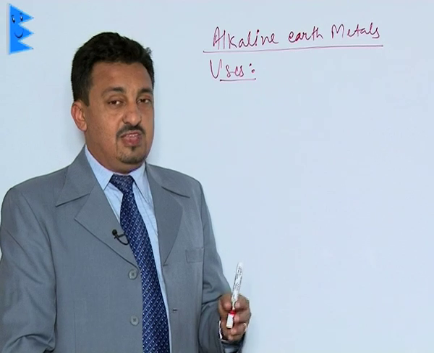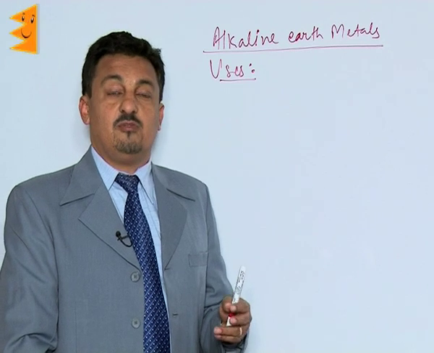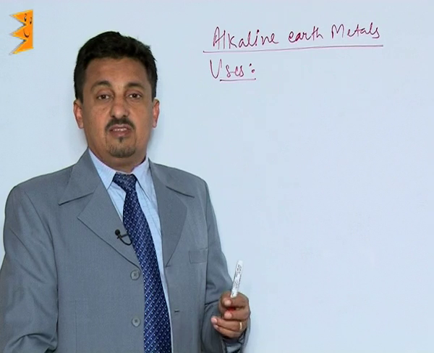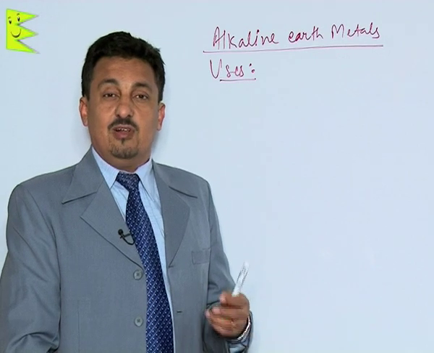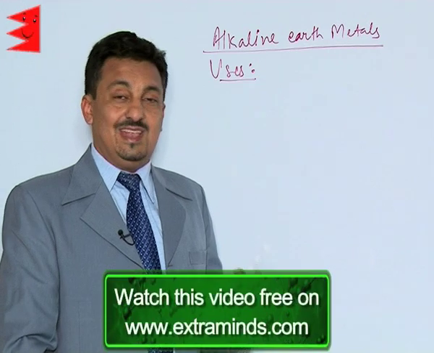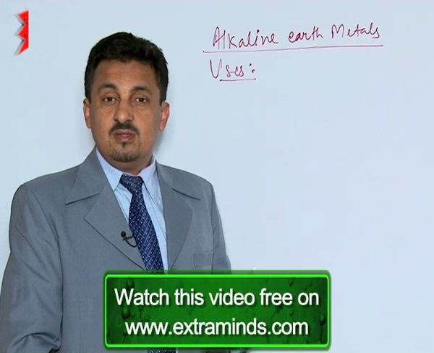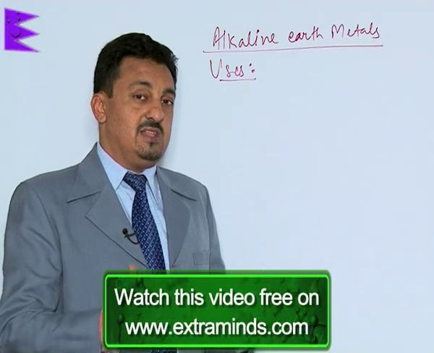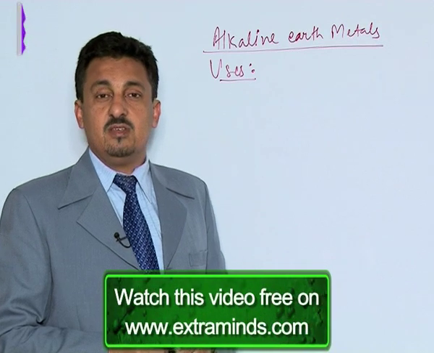Now let us move to magnesium. We know that magnesium is used in the form of milk of magnesia as an antacid. It is also used in the preparation of a number of alloys with aluminium because it forms a very light metal, like duralumin, which is used in making aircraft bodies.